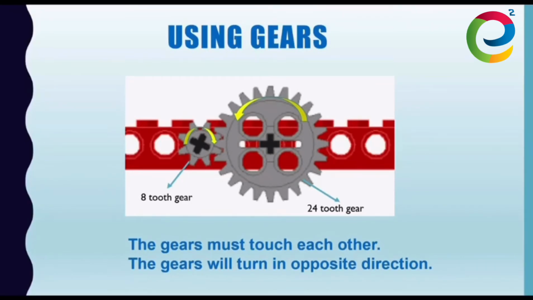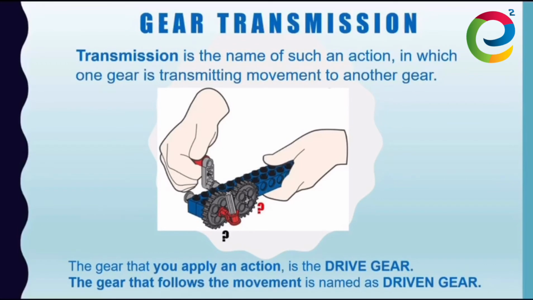Now in the video, we learned about a driving gear and a driven gear. When we use our movement action to move the driving gear, it transmits the movement to the driven gear. This transmission is called gear transmission.